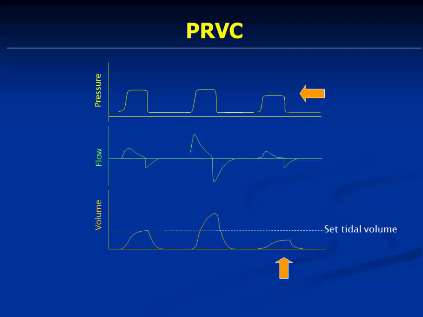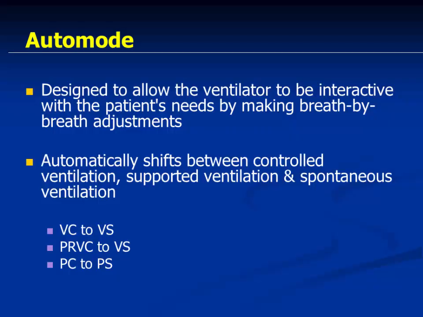Here you can see, if there is dyssynchrony, like here the tidal volume is normal, then high, then low. So now the ventilator is getting confused because of the variable effort.